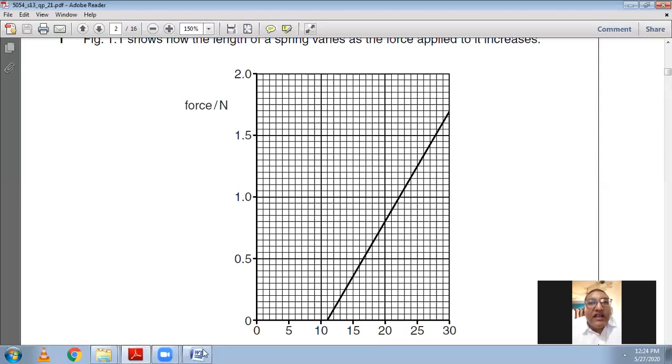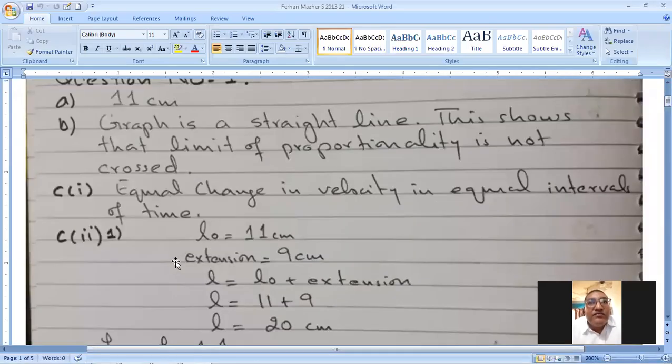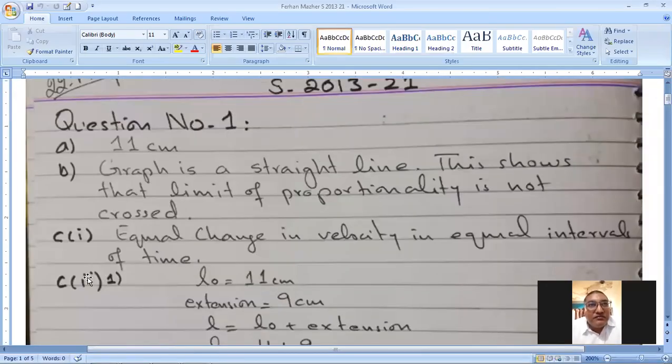I have written this answer. Let me show you. Question number 1A part, 11 centimeter. Question number 1B part. Graph is a straight line. This shows that the limit of proportionality is not crossed.